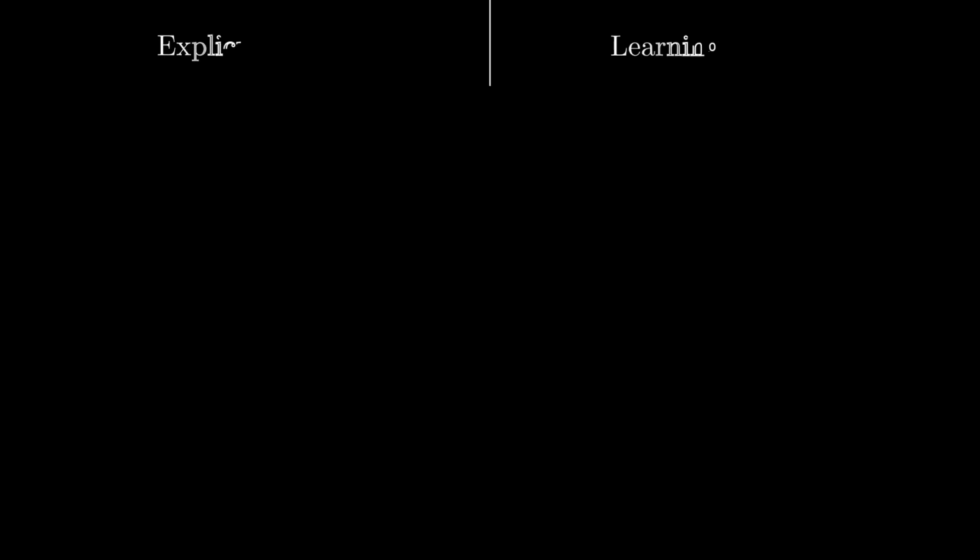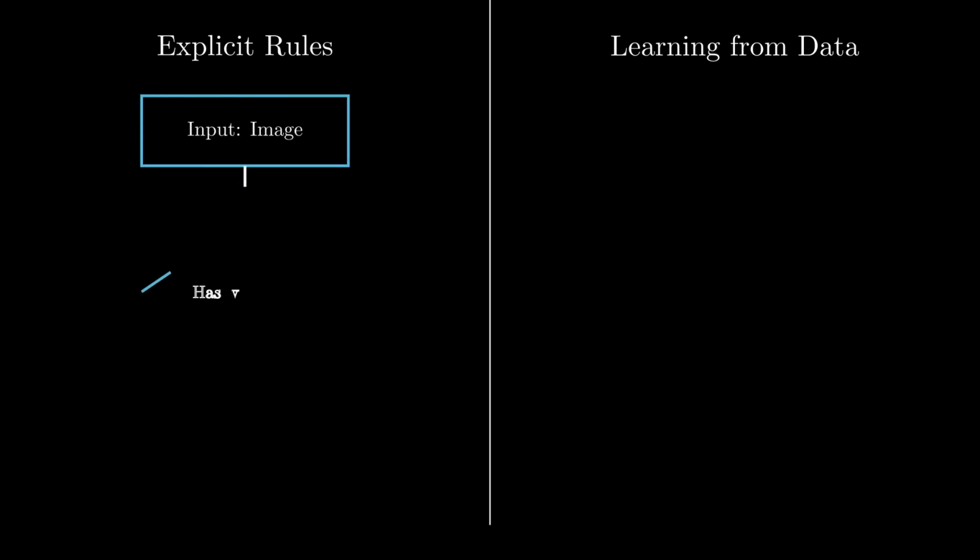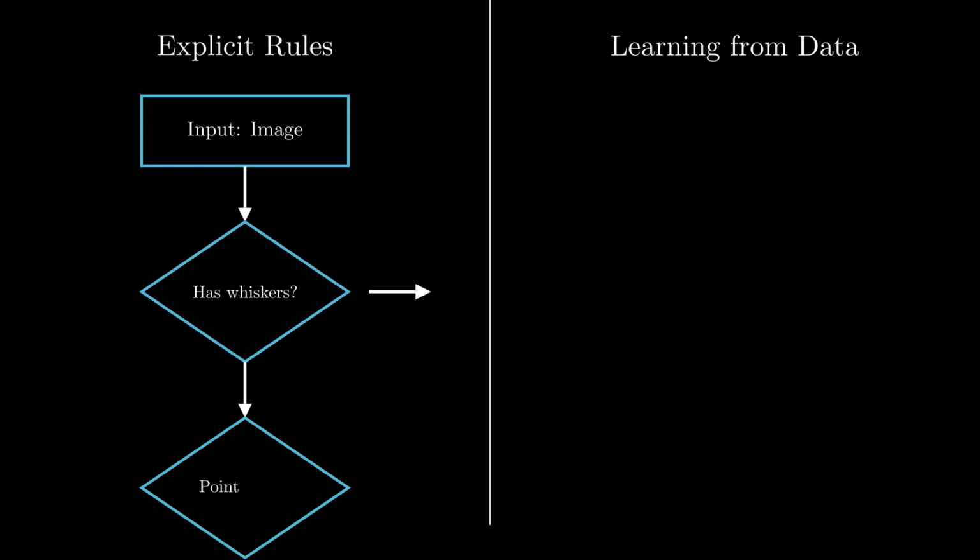In our journey to understand the T in GPT, the transformer, we first need to grasp a concept that underpins all of modern AI. It's the fundamental shift in how we teach computers to solve problems. To see what I mean, let's explore two different ways to tackle a seemingly simple task: teaching a computer to recognize a cat. On one hand, we have the traditional approach, programming with explicit rules.